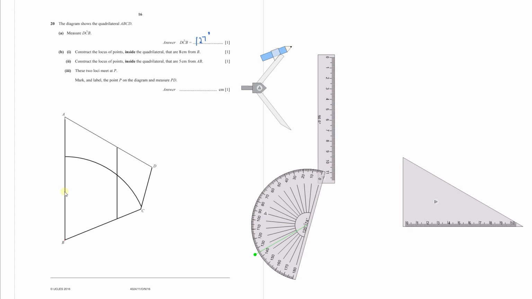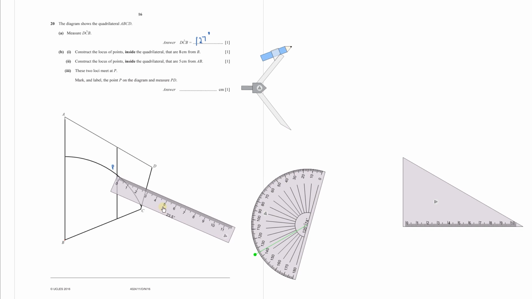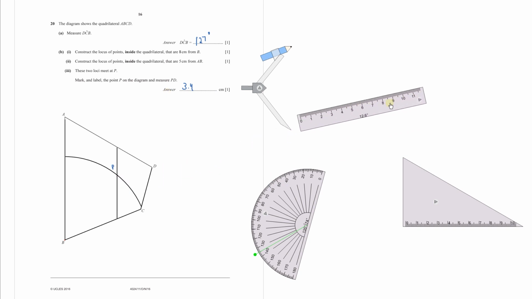So since this is your intersection point, this will be your point P. And then you have to calculate the distance of P from D. So let me use my ruler here again. So this is point P, and then I have to measure till D. So let me place it at 0 here. So the distance is almost 3.4 centimeter here. So my distance PD would be 3.4 centimeter. So that was question number 20.